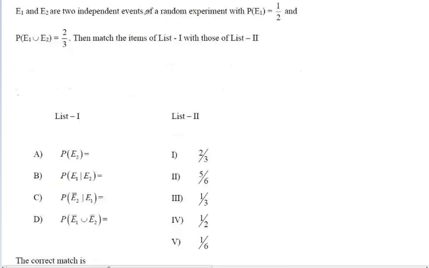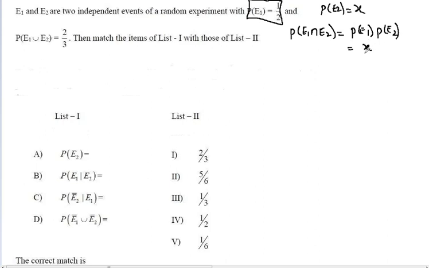If E1, E2 are two independent events in a random experiment, if the probability of E1 is equal to 1 by 2 and probability of E1 union E2 is equal to 2 by 3, then match the items of list 1 to list 2. Here the probability of E1 is given, that is 1 by 2, and the probability of E2 is not given, so probability of E2 is taken as X. E1 and E2 are independent events, which means probability of E1 intersection E2 is equal to P of E1 into P of E2, that is 1 by 2 into X, that is X by 2.